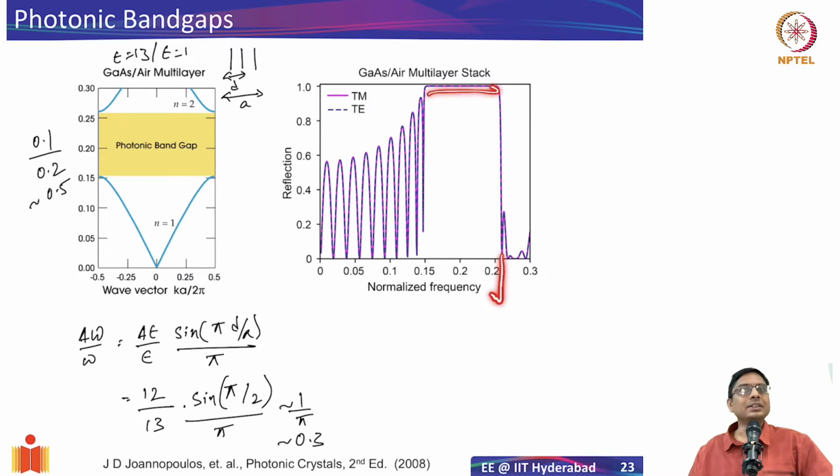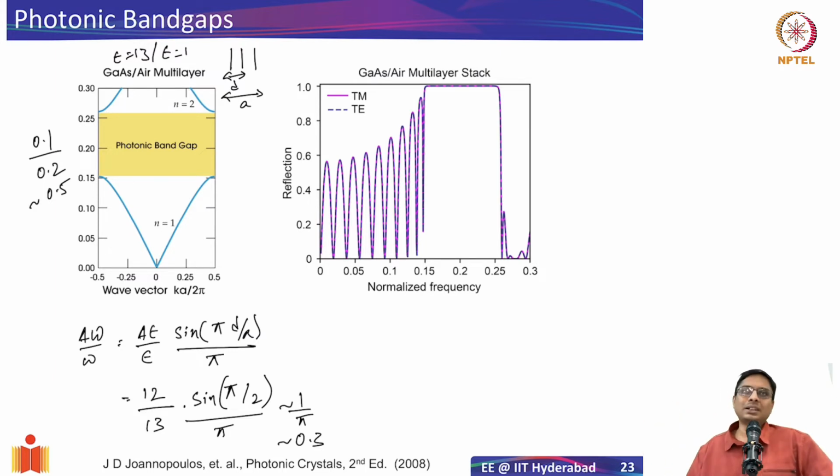The reason this happens is that when you take a stack containing this, you see the band gap is roughly from 0.15 to 0.25. Whenever there's a band gap, that particular photon or that particular wavelength is getting reflected. It is not propagating in the medium. It cannot support it. That's all it means.